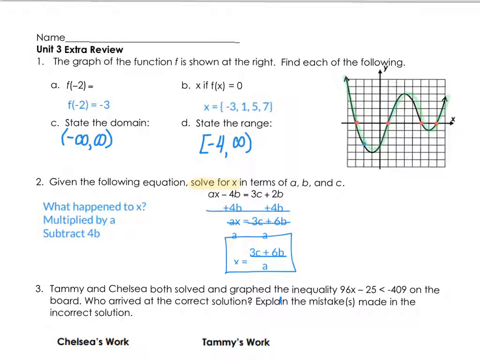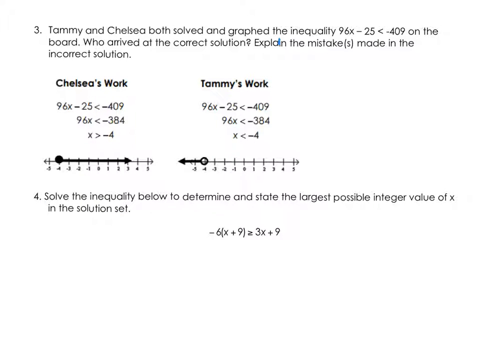Alright, let's do the next one. For number 3, we have Tammy and Chelsea both solving and graphing the inequality 96x minus 25 is less than negative 409 on the board. Who arrived at the correct solution, and explain the mistakes made in the incorrect solution.